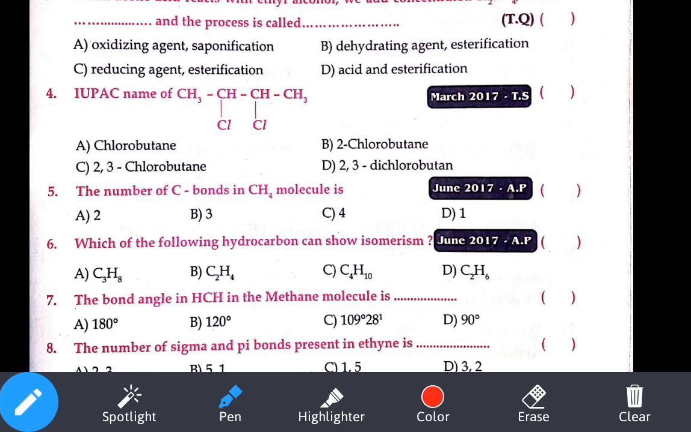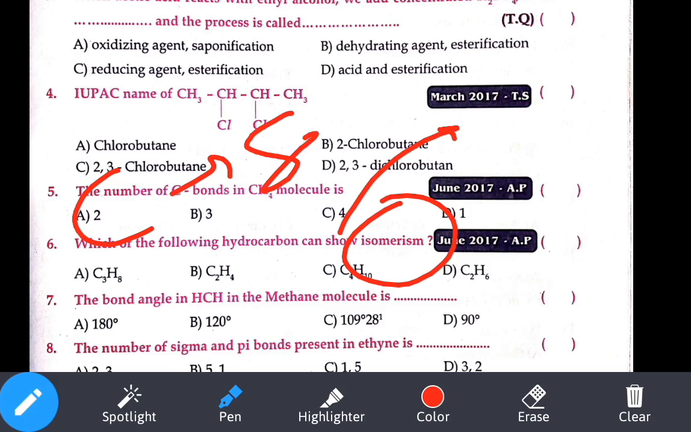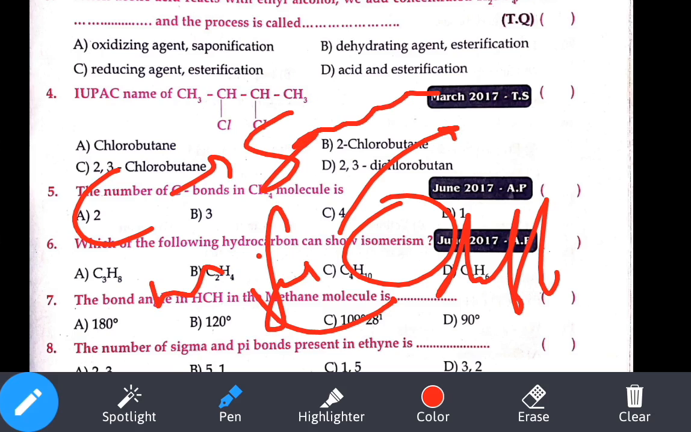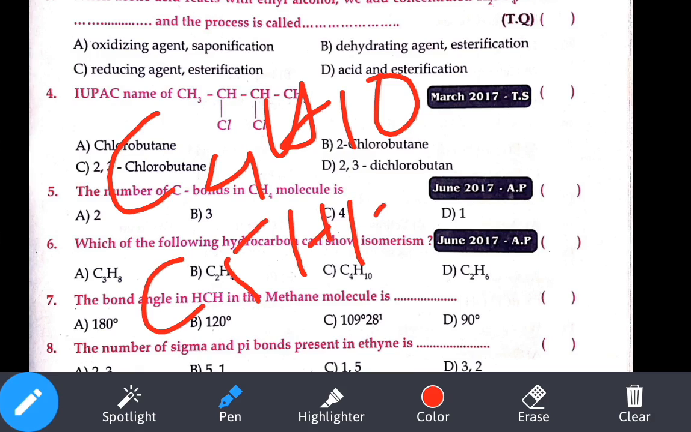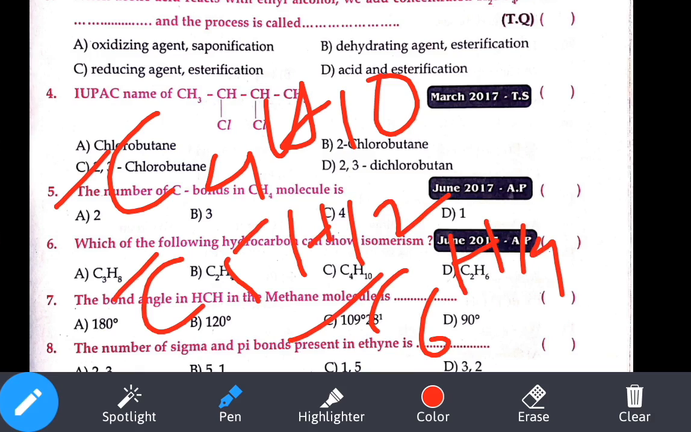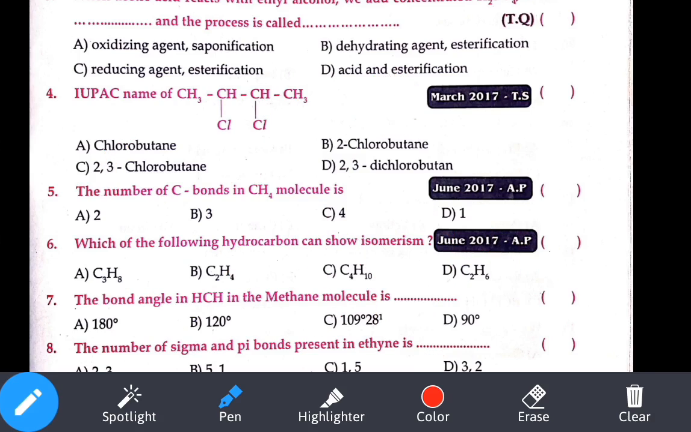Which of the following hydrocarbons can show isomerism? So what is isomerism? Isomerism is nothing but compounds which have the same molecular formula but different properties. Now, there are different compounds that show isomerism, but in the 10th syllabus they have given only 3 examples. Do you remember the 3 examples? One is C4H10. Next C5H12 and C6H14. These 3 examples you remember. That's enough, because from this syllabus only they'll be asking the question. So what is the example here in the options given? C4H10, option number C is our answer.